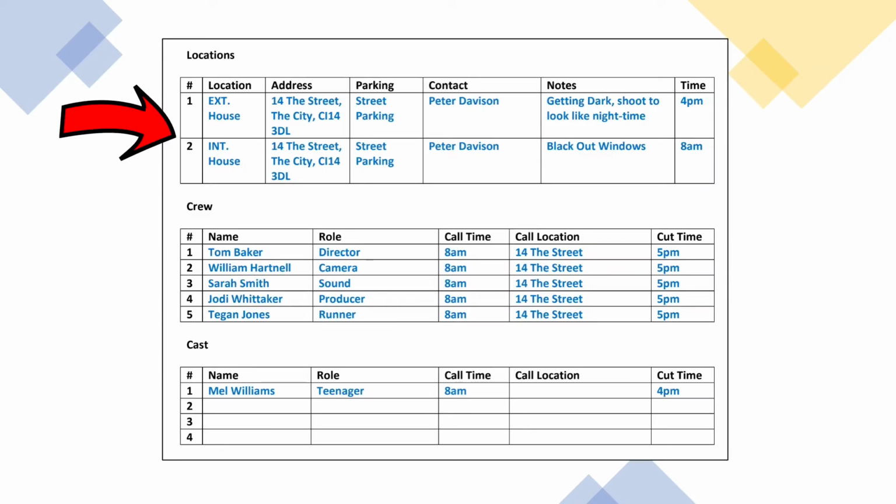On the second half of this sheet, you list all your locations. You must have the address. Is there going to be any parking there for your cast and crew? Who is the main contact for that location? And any notes that you might need to make, such as, are you going to be shooting at night time? Do you need to black out the windows?